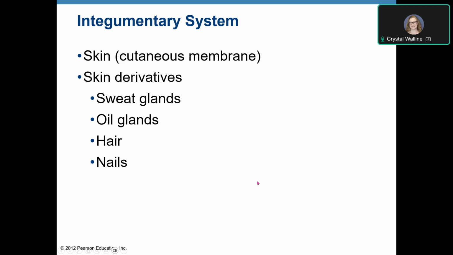So let's talk more specifically about the integumentary system. This is an organ system that doesn't exclusively include the skin. It also includes skin derivatives, such as glands, hair, and nails.